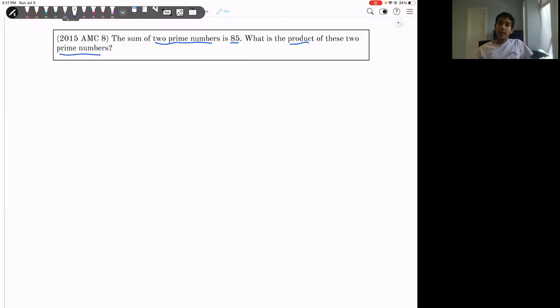Okay, it looks like some of you are getting the correct answer. So let's see what actually is going on here. Most prime numbers are odd. So if we have two odd prime numbers, then the sum is even. But 85 is odd, so we can't sum two odd prime numbers. But now, what if we take the sum of an odd and even number? Then the sum is odd.